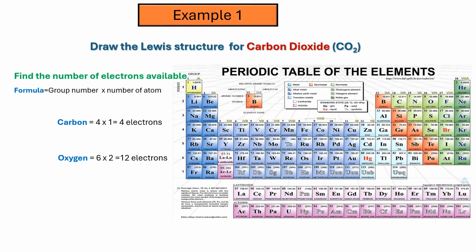Oxygen is in group 6A. It provides 6 electrons, and we have 2 oxygen. So 6 times 2 equals 12. So oxygen provides a total of 12 electrons since we have 2 oxygen. And if we add the numbers, we have a total of 16 electrons. So we cannot have more than 16 electrons.